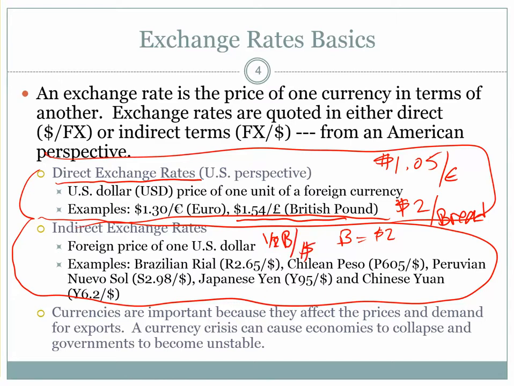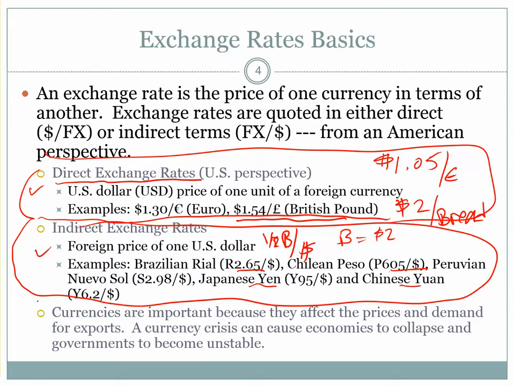Now that's kind of a weird way of thinking about the price of bread, but many currencies like the Brazilian real, the Chilean peso, the Peruvian nuevo sol, Japanese yen, and the Chinese yuan are all quoted in these terms. How much of the foreign currency, say real or yuan, does it cost to buy $1? So a direct quote is the dollar price to buy 1 unit of a commodity, say a euro. An indirect quote is the foreign currency's price to buy $1 US.